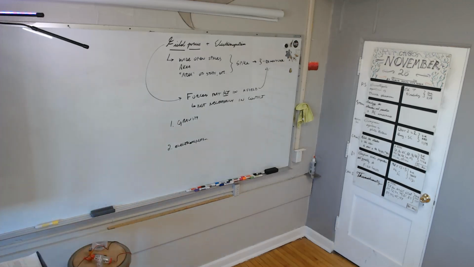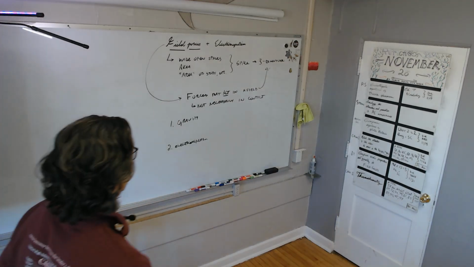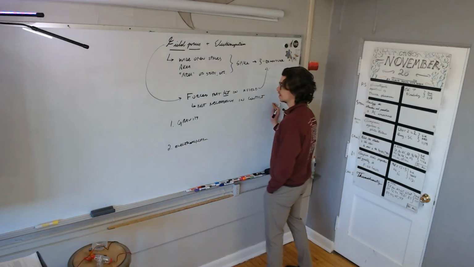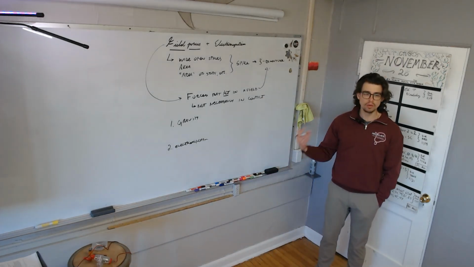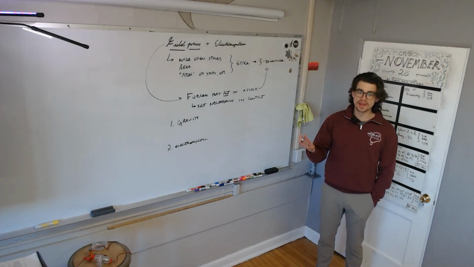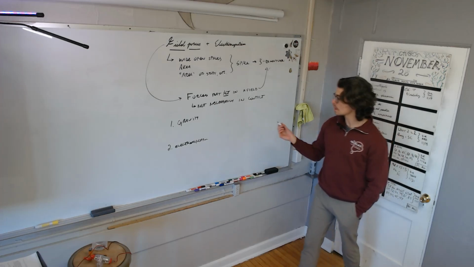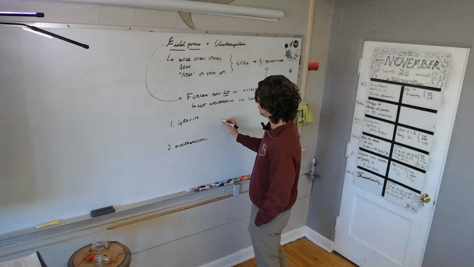So these two, though, gravity and electromagnetism, are not necessarily in contact. They are non-contact forces. That doesn't mean they can only work when they're not in contact, but they can work when they're not in contact. So tell me, how does gravity work?